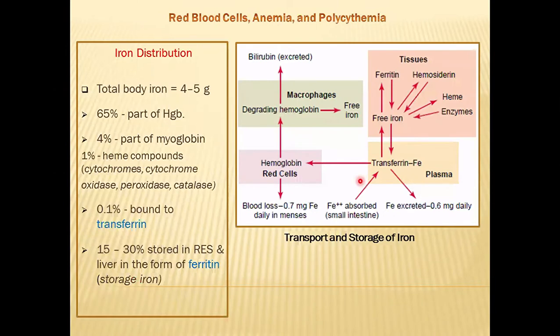Okay. So distribution of iron. Total body iron is 4 to 5 grams. 65% is part of hemoglobin. And then 4% is myoglobin.